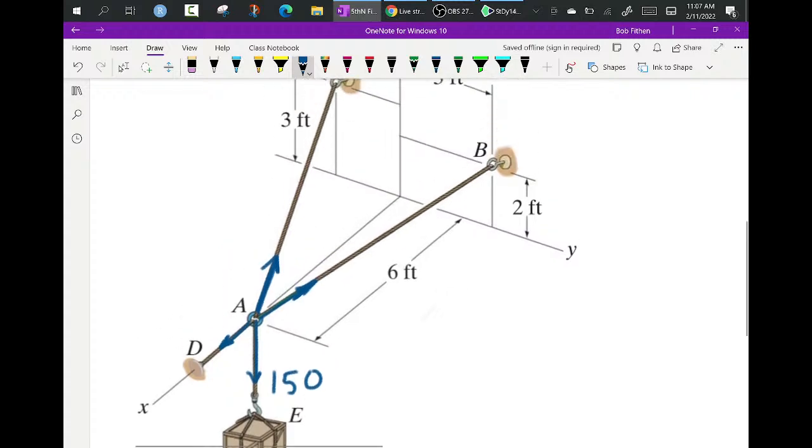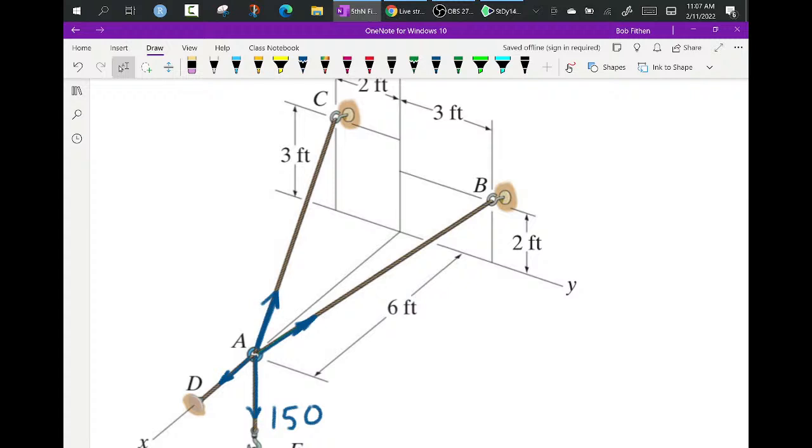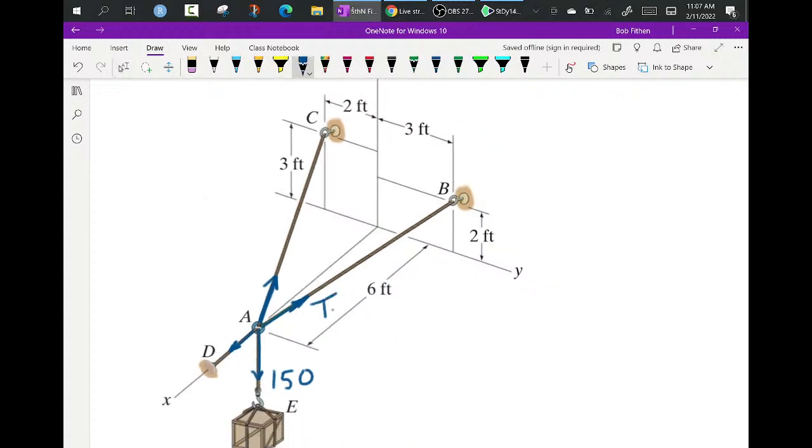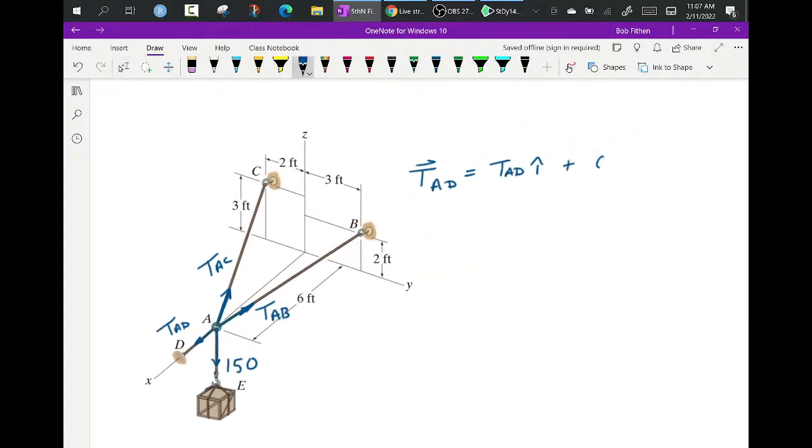The problem is, what direction is each of these? So I'm going to call these TAB, TAC, and TAD. I'm going to start with the easiest one. I'm going to say the tension in AD goes exactly along the X direction. There is no other component, so I'll just drop all those.